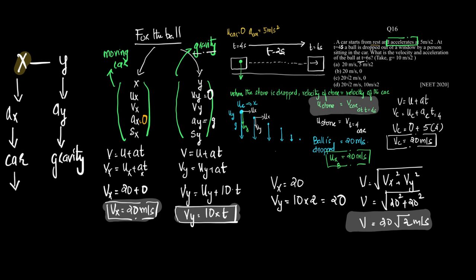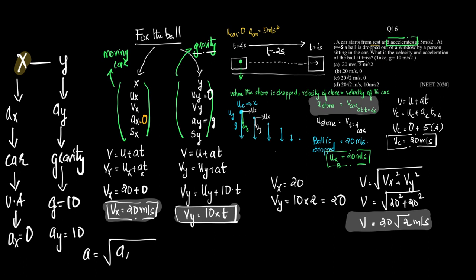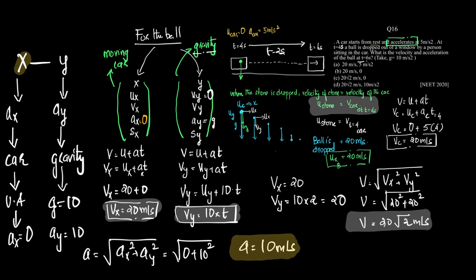Now, since the car is moving with uniform velocity, we can say that ax is equal to 0. And since the object is moving with acceleration equal to g, which is 10 meter per second squared, we can say that ay is equal to 10 meter per second squared. What is the net acceleration? a is equal to root of ax square plus ay square, which is equal to root of 0 square plus 10 square, and therefore a is equal to 10 meter per second squared, which gives us the correct option as 20 root 2 and 10, which is option D.